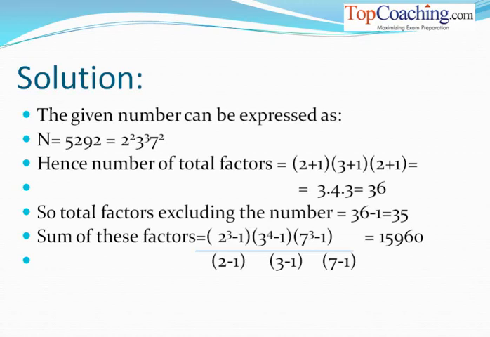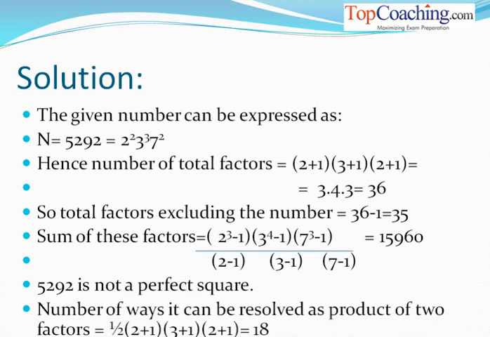Now 5292 is not a perfect square. Why? Because the power of 3 is 3 and it is an odd number. So 5292 cannot be a perfect square. So the number of ways it can be resolved as a product of two factors is equal to 1/2 into (2 plus 1) into (3 plus 1) into (2 plus 1), and that is equal to 18.